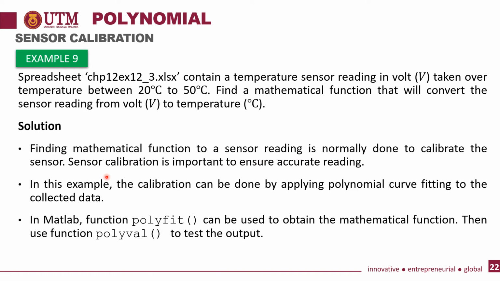Usually if we want to calibrate the sensor, we need to find the expression or the equation for the data first, and then we can calibrate the sensor. Sensor calibration is important to ensure accurate readings. That's why we do the calibration.